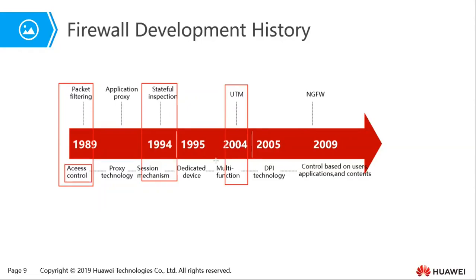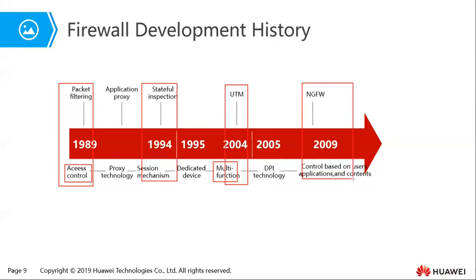So that's why you can see it is multifunction. It can do intrusion detection, antivirus, URL filtering, application control, mail control, and so forth. That's why it's called Unified Threat Management. It can do a number of things together.